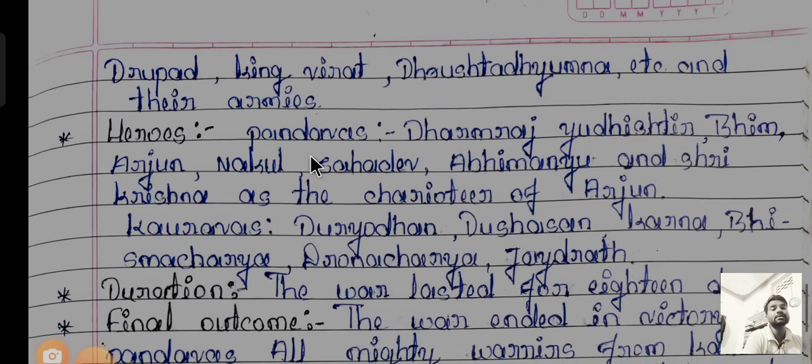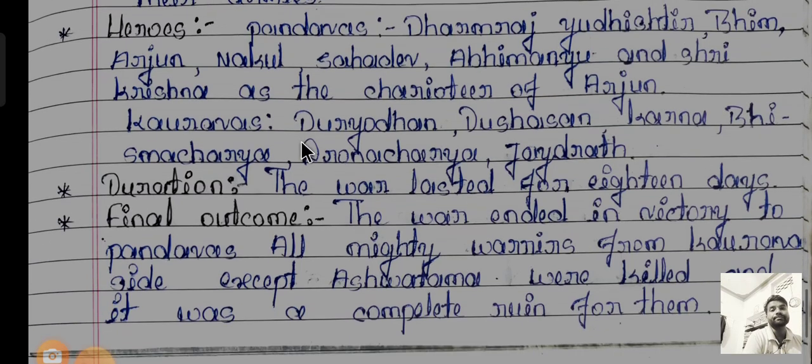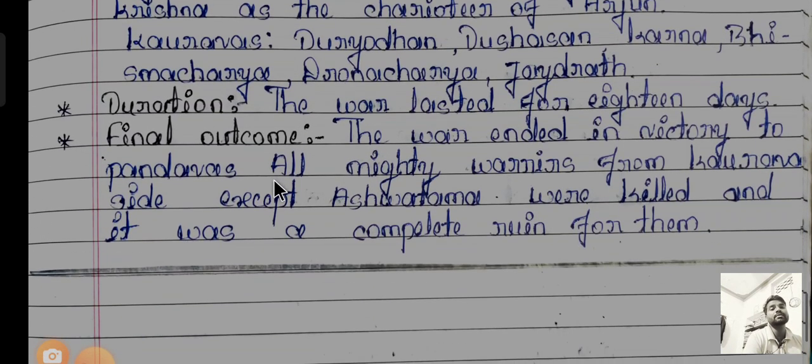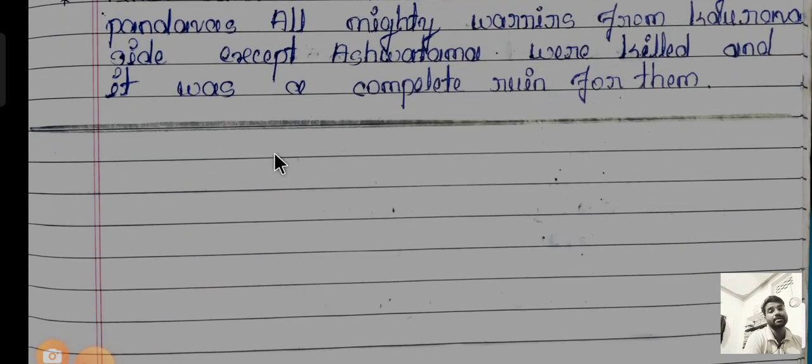Next, heroes: Pandavas, Dharmaraja Yudhishthira, Bhima, Arjuna, Nakula, Sahadeva, Abhimanyu, and Sri Krishna as the charioteer of Arjuna. Kauravas: Duryodhana, Dushasana, Karna, Bhishmacharya, Dronacharya, Jayadratha. Next, duration. The war lasted for 18 days. Final outcome. The war ended in victory for the Pandavas. All mighty warriors from the Kaurava side except Ashwatthama were killed, and it was a complete ruin for them.